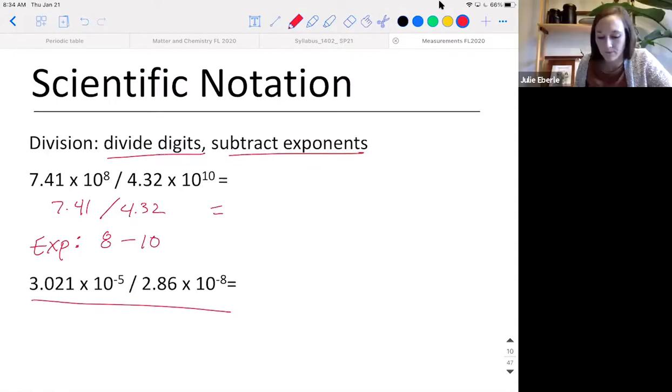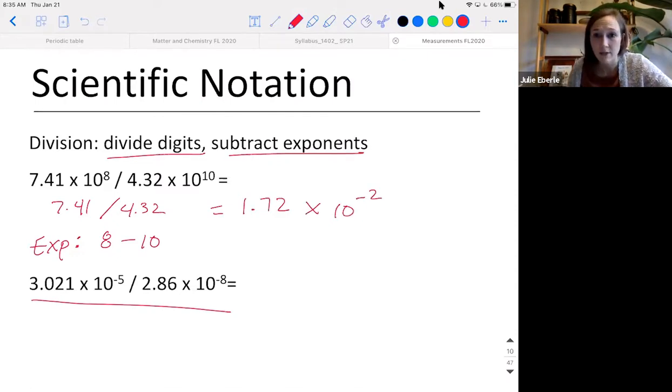What do you guys get? 7.41 divided by 4.32. Kylie said she got 1.72. We'll round to that. That's good. And then it should be, yes, times 10 to the negative 2. Okay. So that's it for scientific notation for this course.